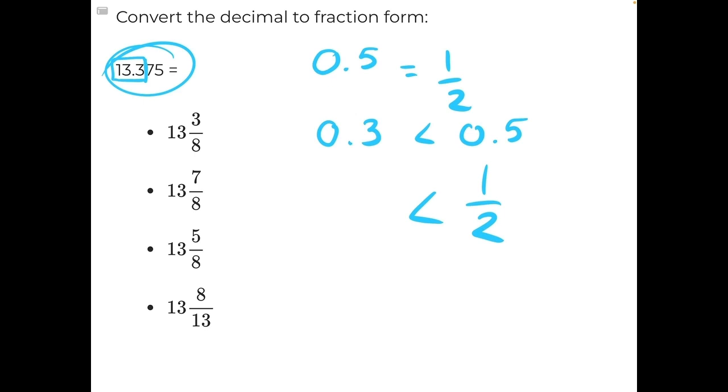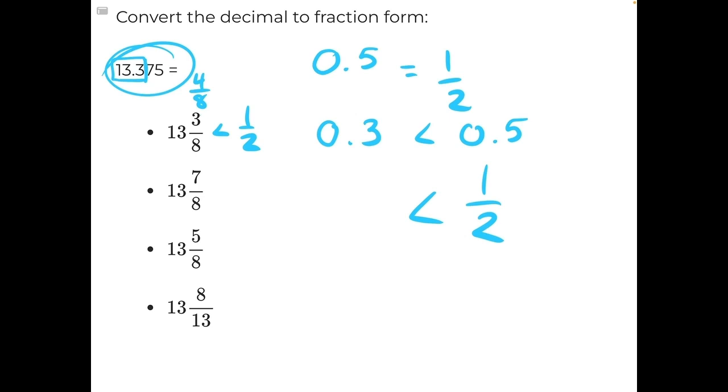So let's take a look at all of our answer choices and see which fractions are less than 1/2. Here we have 3/8. What would be half of 8? Half of 8 is 4. Is 3 less than 4? Yes, it is. So this is less than 1/2.